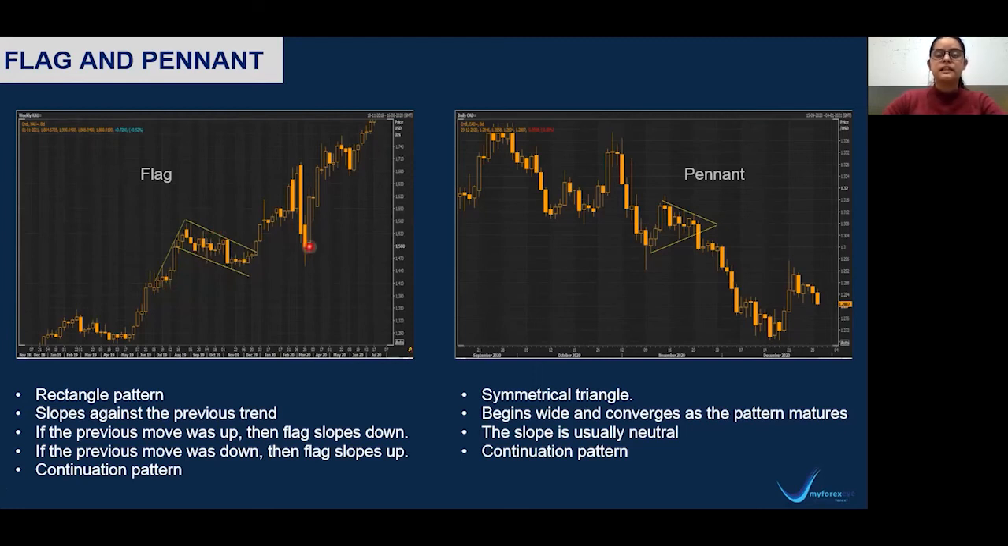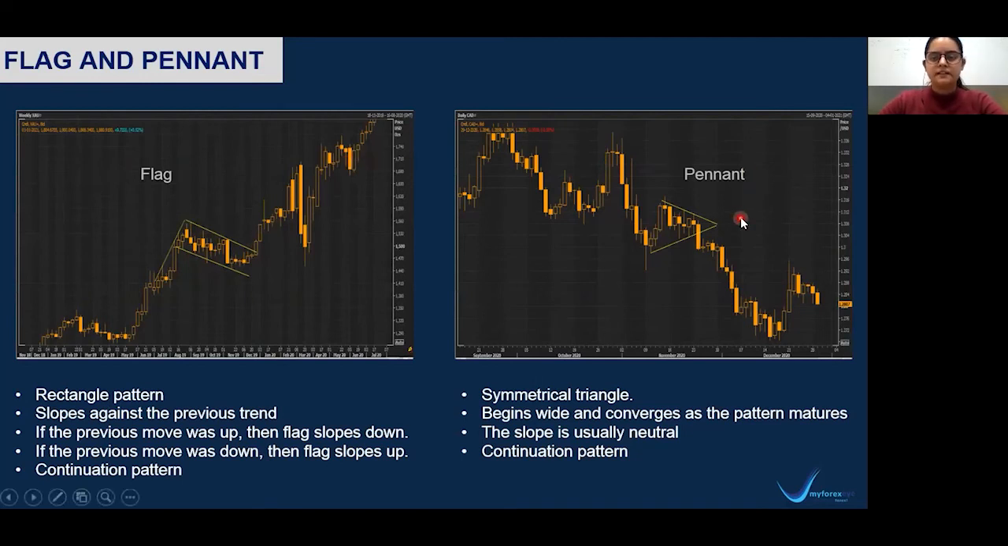This pattern is basically a continuation pattern. Like here, you can see that if the price breaks above the resistance of the flag, it continues upwards.